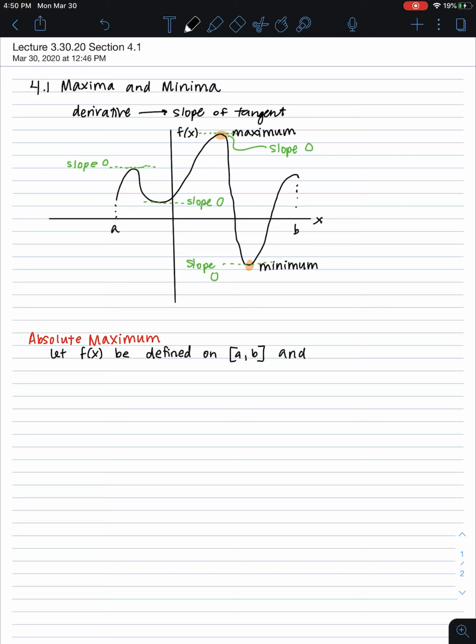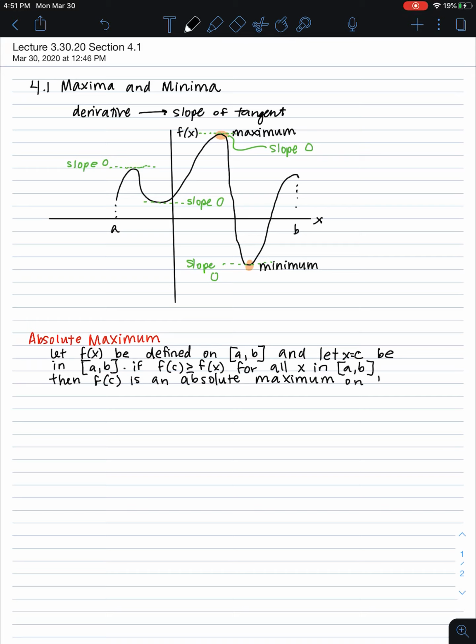And let C be in that interval, A to B. So I guess you could say let x equal C be in that interval. If our function at C, so f of C, is greater than or equal to all the other points of our function for all x in [a, b], that's just saying all of the other x values we defined, then f of C is an absolute maximum on D.